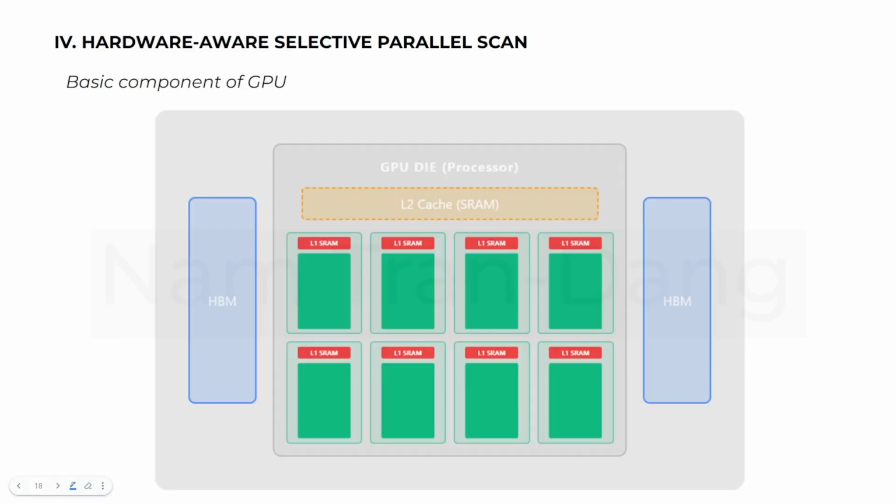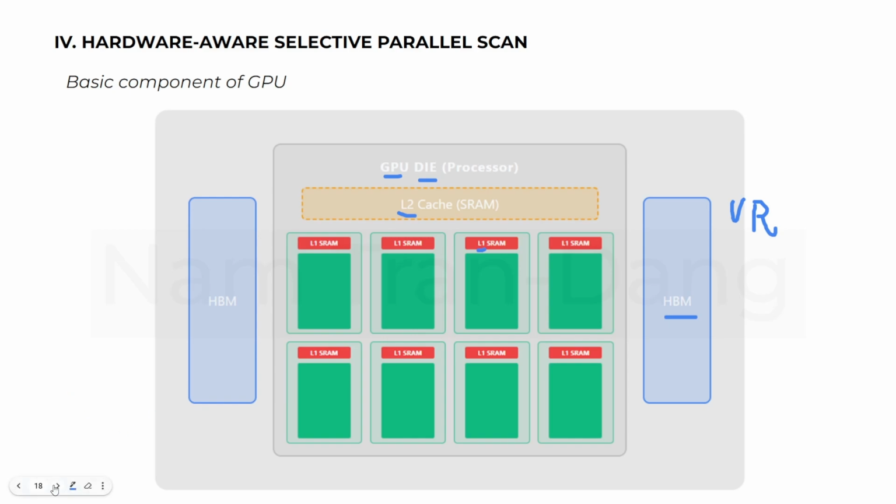Now let's move to the next part, the hardware-aware selective parallel scan. Before we understand it, we need to visualize the basic components of GPUs. The GPU has high bandwidth memory, which we can consider as the VRAM. Inside of it is the GPU die, which is the processor, and it has the L2 cache and the L1. Inside the GPU die, calculations are really fast.